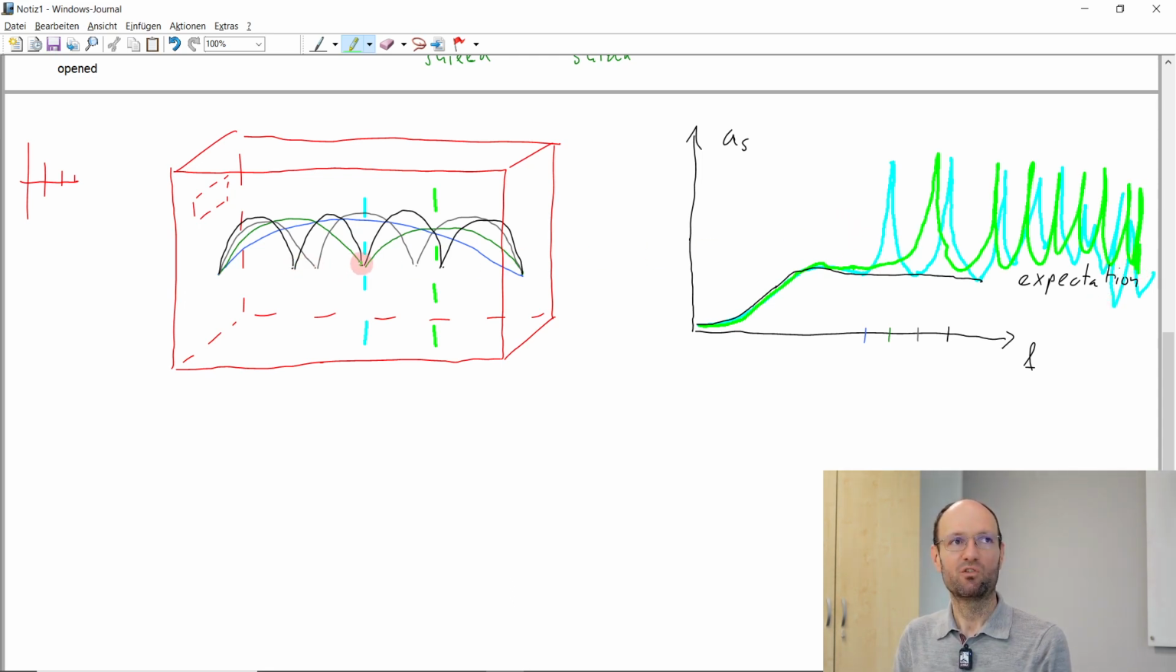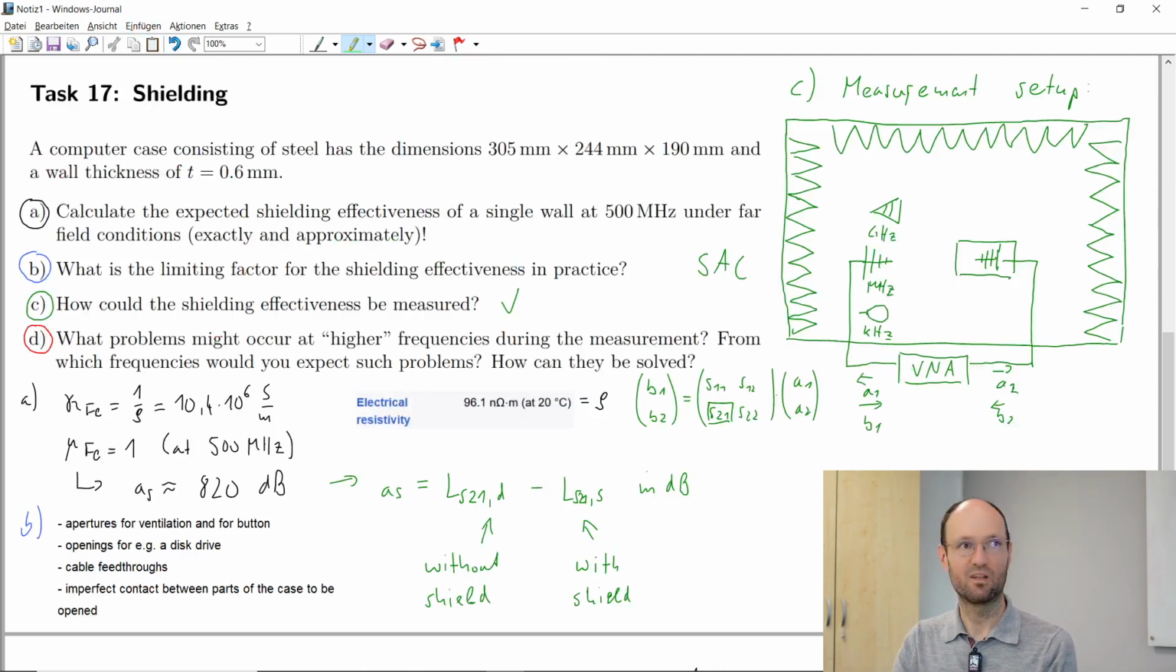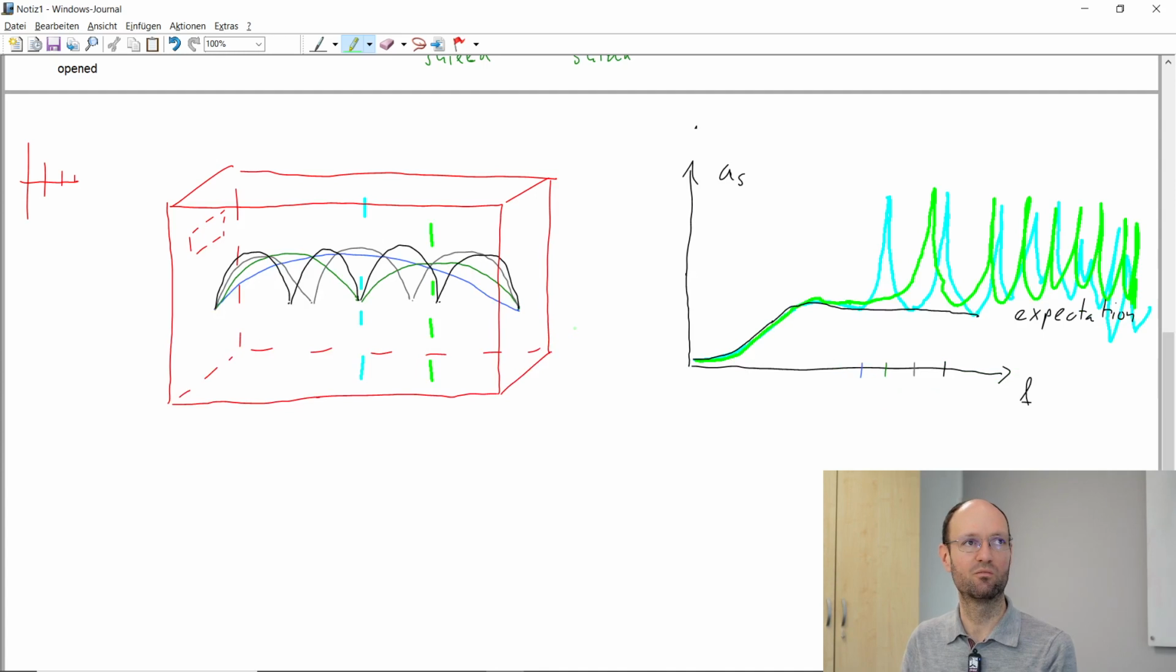And so changing the antenna position just shifts this problem to a different frequency. Still, our shielding attenuation depends on the measurement position. And this is definitely a problem if you measure shielding efficiency of such enclosures. So one solution would be, or now we could, as the task suggests, ask: how can such problems be solved? How can we avoid such problems?